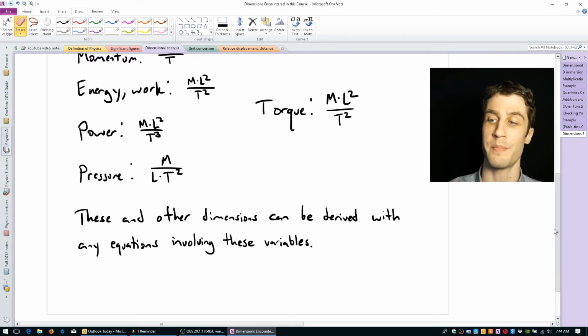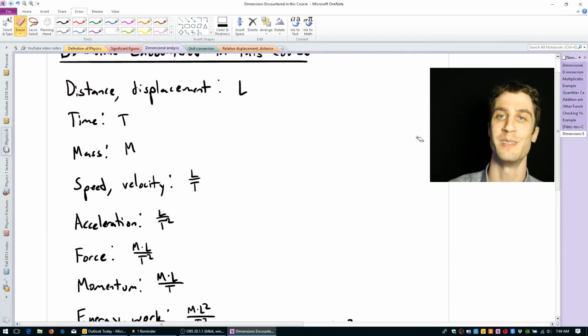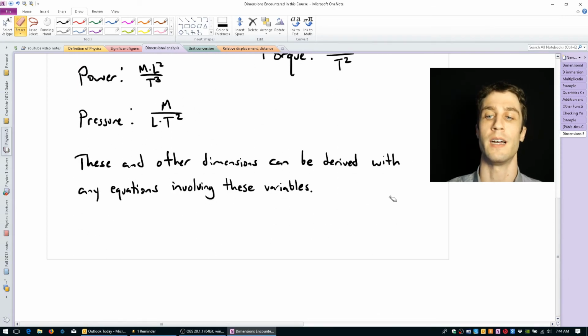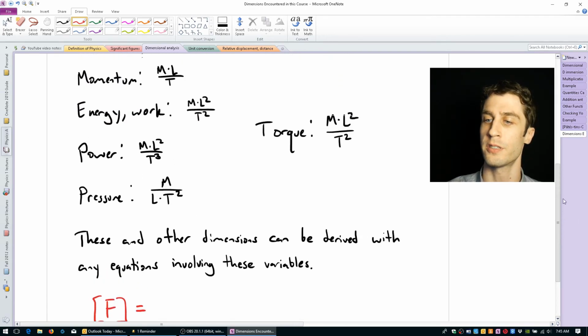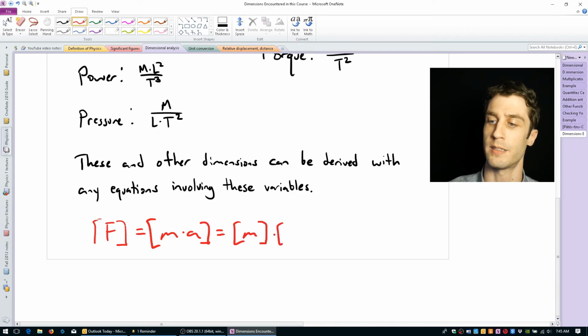These and other dimensions can be derived with any equations involving these variables. Well, except for the three fundamental dimensions. Those can't be derived. But any of these other ones can be derived using equations involving the variables. So I'll give you an example of that. We will, at some point, write F equals ma. Force equals mass times acceleration. So let's use that to find the dimensions of force. We'll pretend that we don't know what the dimensions of force are. That's the dimensions of mass times acceleration, or the dimensions of mass times the dimensions of acceleration.